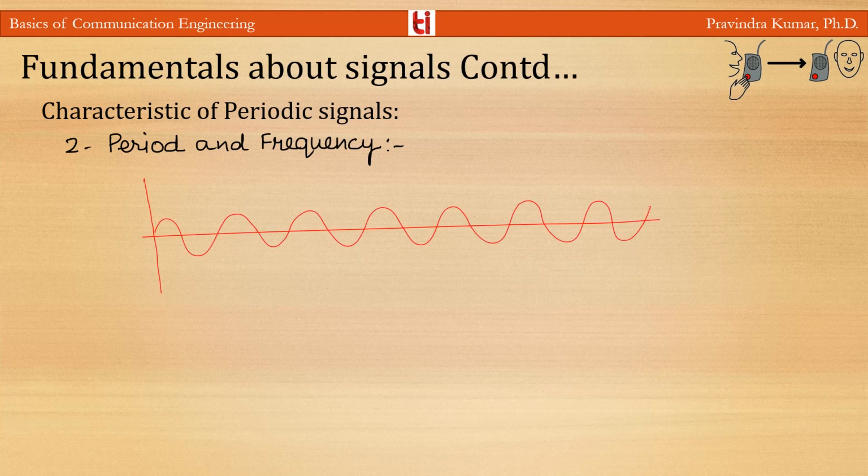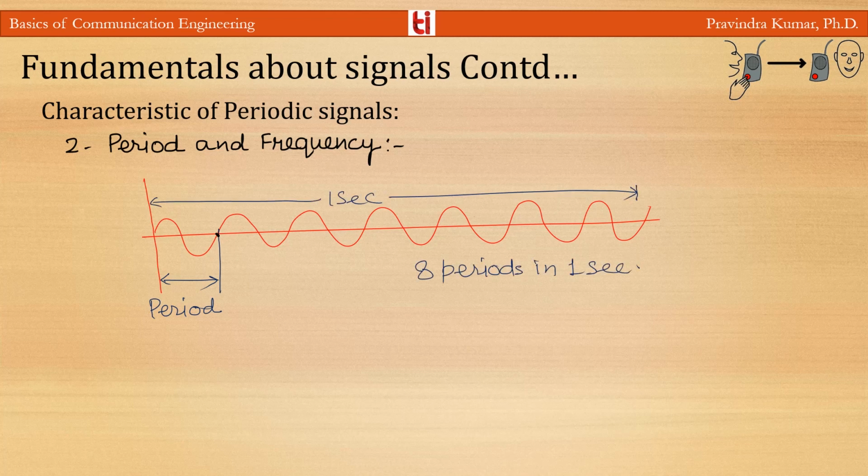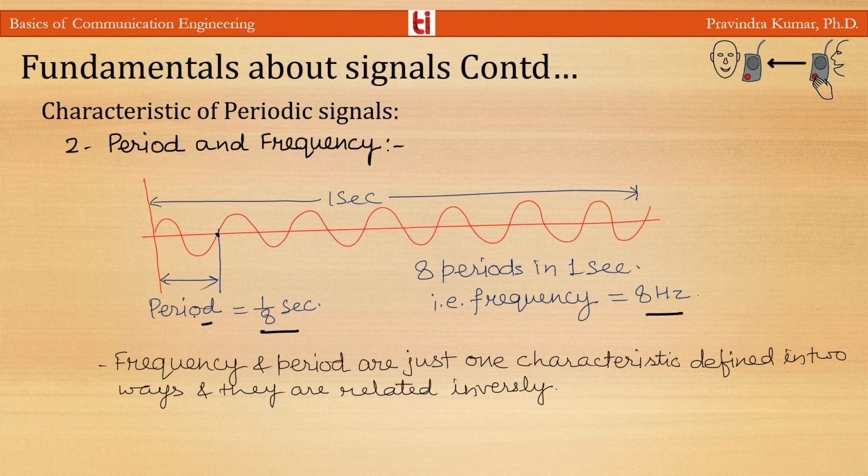Frequency and period are just one characteristic defined in two different ways. Here you can see this is the period of the signal. One complete cycle is here. In 1 second, 8 cycles are completed, 8 periods in 1 second. So the frequency is 8 hertz, and the period will be 1 by frequency, or 1 by 8 second.